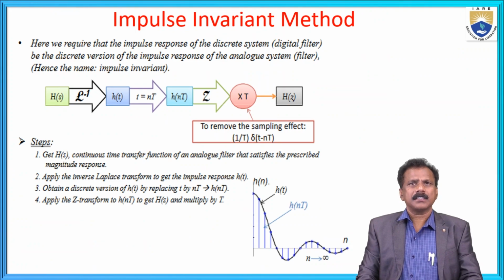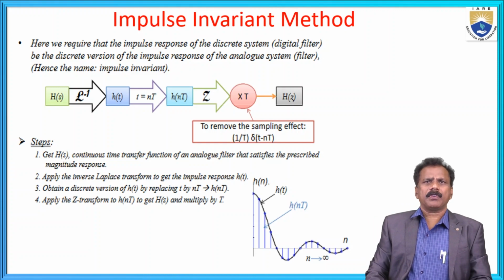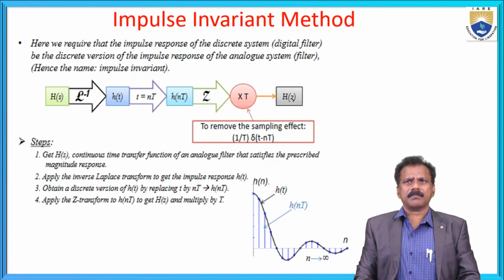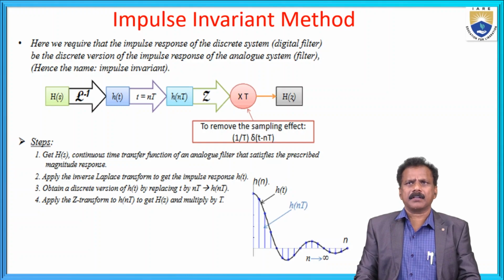So here we require that the impulse response of the discrete time, or digital, filter be the discrete version of the impulse response of h of s of the analog system, or filter, hence the name impulse invariant.